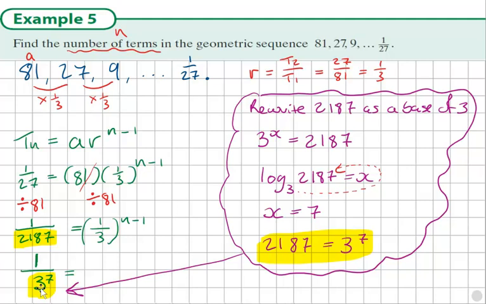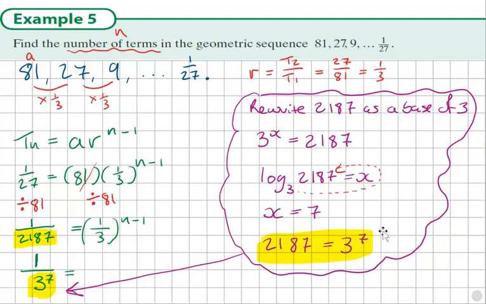And this comes from logs. So we want to rewrite 2187 as a base of 3. So we can say 3 to the power of x is equal to 2187. So log base 3 of 2187 will give us x. So using the scorpion tail method, it's the scorpion tail method in reverse. So 3 to the power of x equals 2187. So x is equal to 7. So 2187 can be rewritten as 3 to the power of 7.